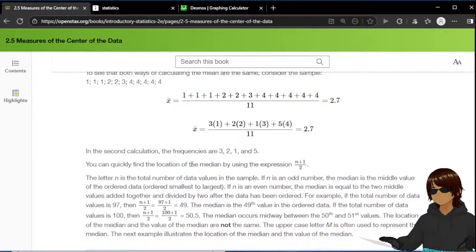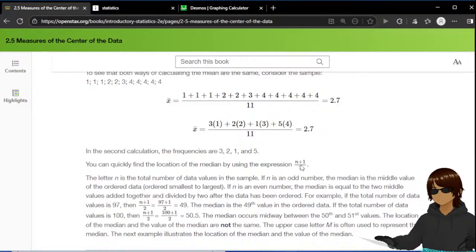You can quickly find the location of the median using the expression (n + 1) divided by 2. The letter n is the total number of data values in the sample.